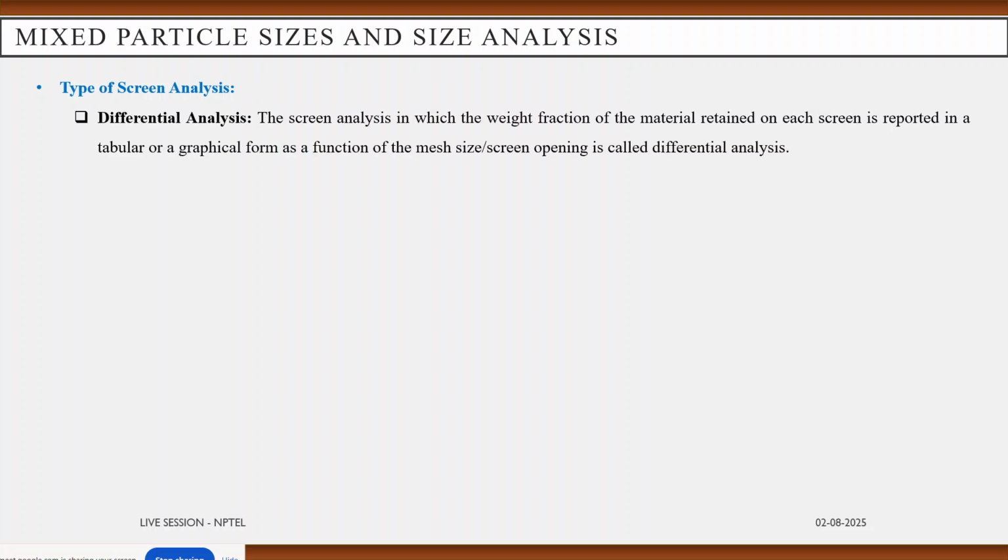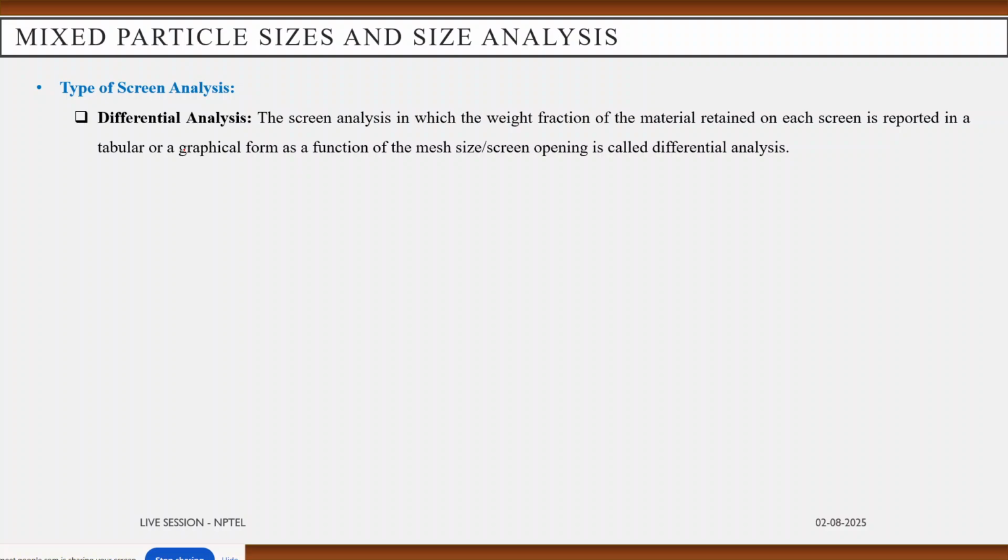Okay, so we will go to the next topic, that is types of screen analysis. There are two types of screen analysis: one is differential analysis and the other is cumulative analysis. The differential analysis denotes the screen analysis in which the weight fraction of the material retained on the surface of each screen is reported in a tabular or graphical format as a function of mesh size or screen opening. That is known as differential analysis.